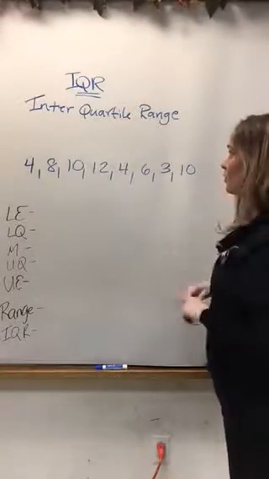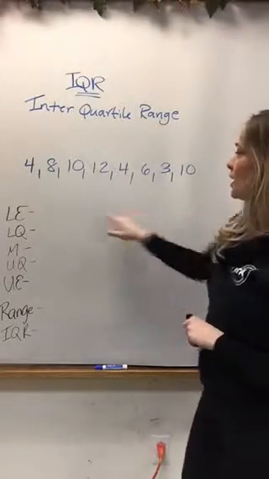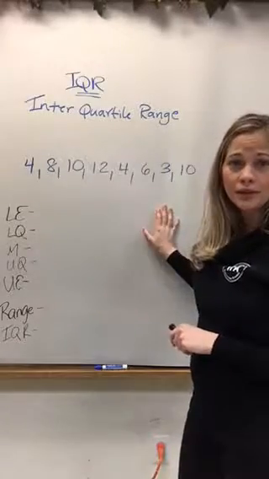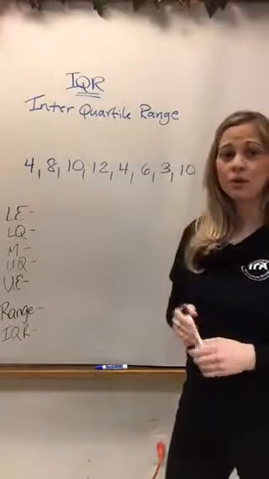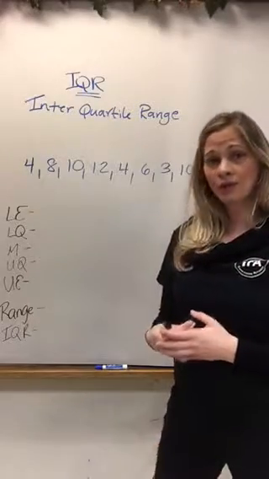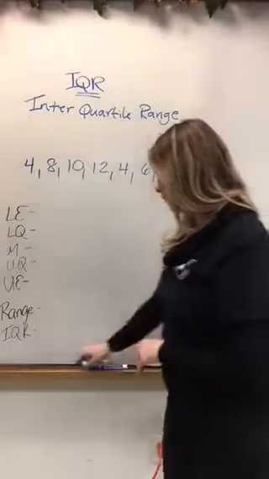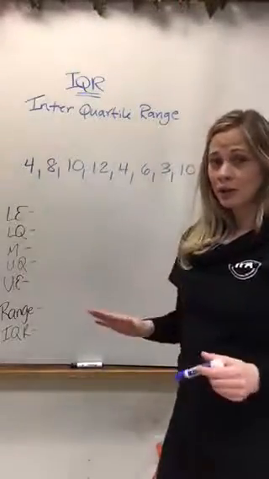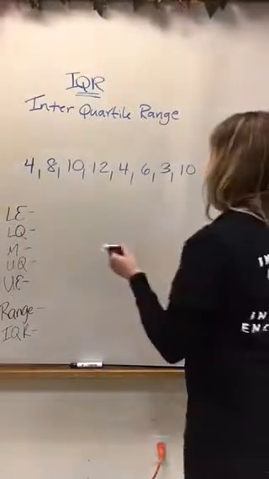So the first step when you're looking at an IQR problem is take note of the order of the numbers. In this example, the numbers are out of order, and most likely most of the problems that you're given will be in this manner. So I will start by just putting my numbers in order and crossing out as I go.